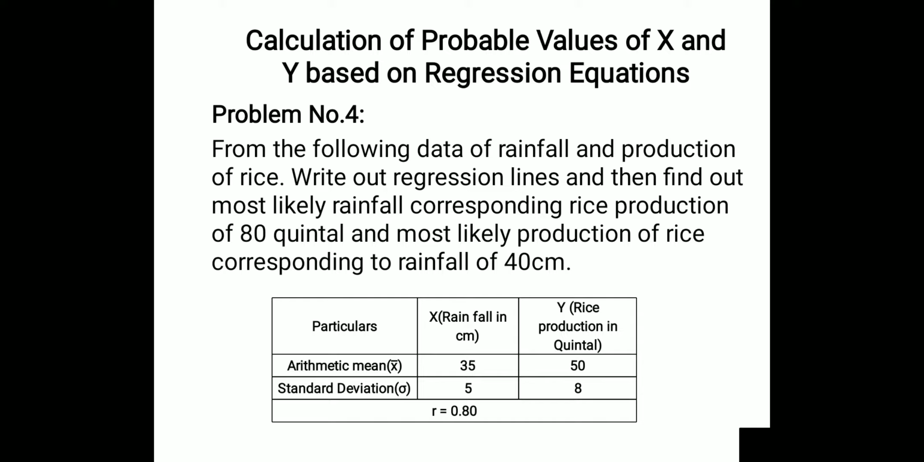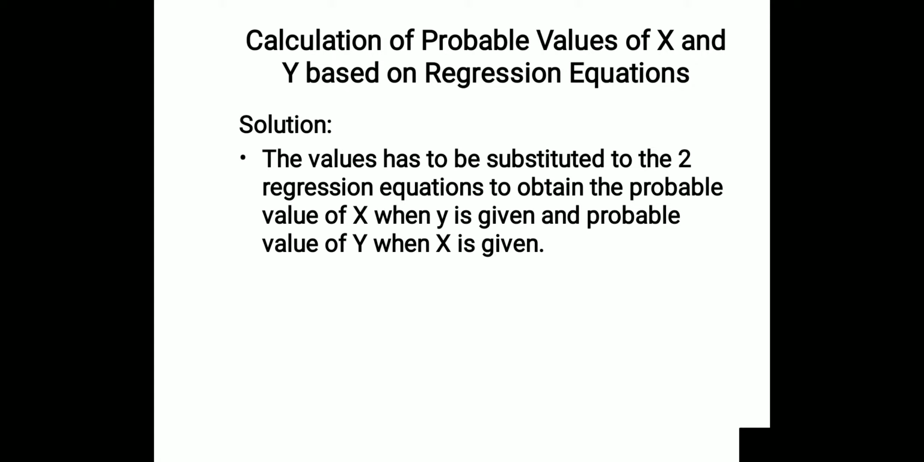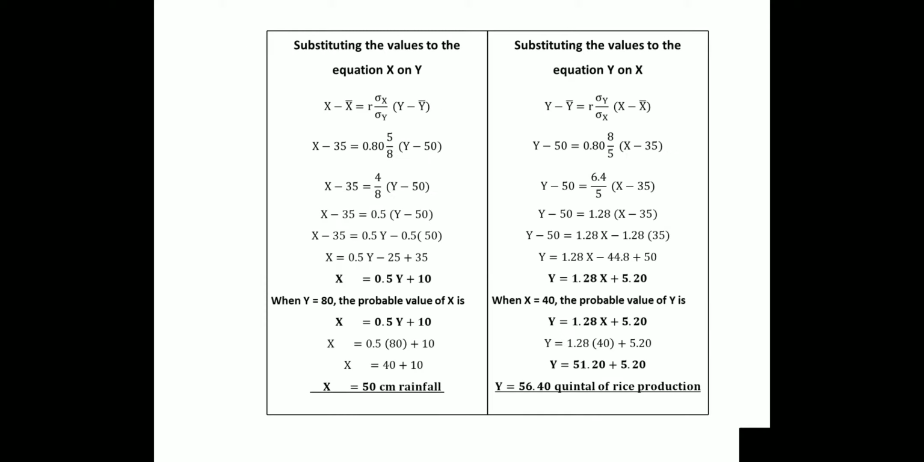You are given the arithmetic mean of rainfall and rice production, and also the standard deviation of both values and the correlation coefficient of the rainfall and the rice production. So based on this formula, we substitute the values into the regression equations, that is x on y and y on x. X minus x bar is equal to r into standard deviation of x divided by standard deviation of y into y minus y bar.